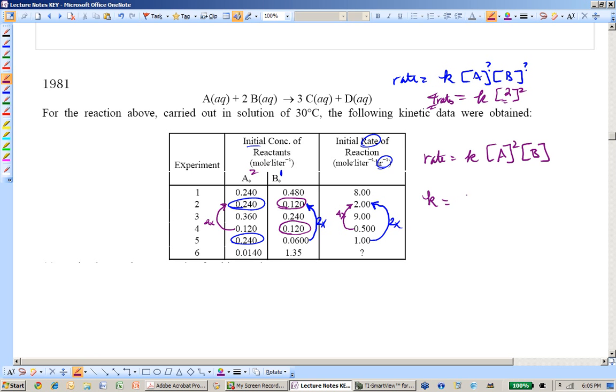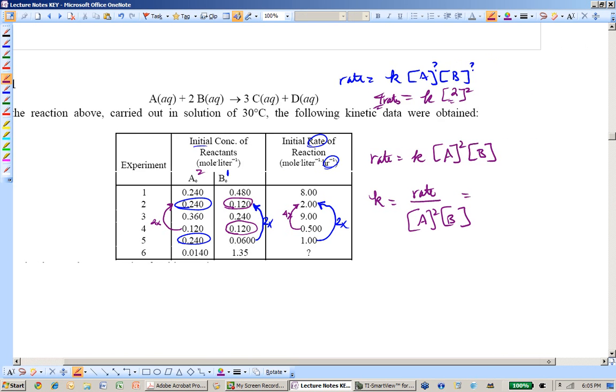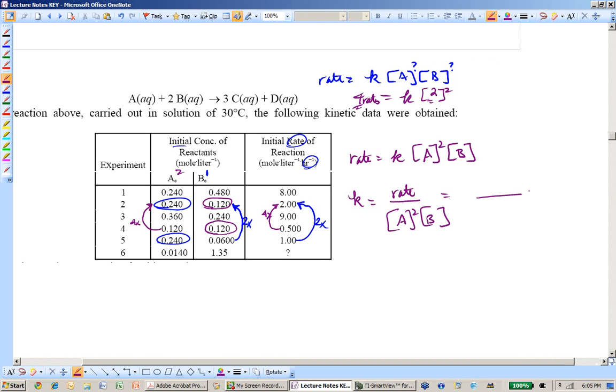K is going to be equal to rate divided by A squared B. I'm going to put in actual numbers here in a second, but I'm going to come out with a number. It's going to have the time unit of hour in the denominator, and ask yourself this question: what is overall order of reaction?